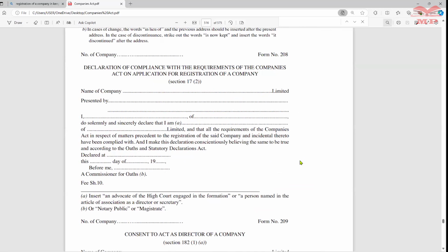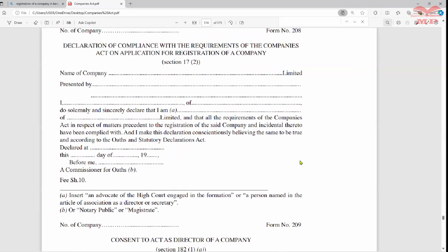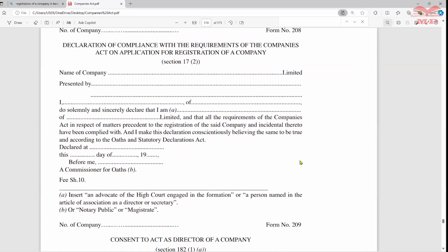Remember, this one is not signed by the directors. It is signed by the advocate engaged in the formation of the proposed company. And it is signed before a commissioner for oaths. It is a statutory declaration that every requirement listed out in the Companies Act has been followed and complied with. See, it says that I make this declaration believing the same to be true and according to the Oaths and Statutory Declarations Act. In essence, it means that whoever provides this declaration, Form number 208, and signs, acts believing that all the requirements set out in the Companies Act in the formation of a company have been complied with to the letter.